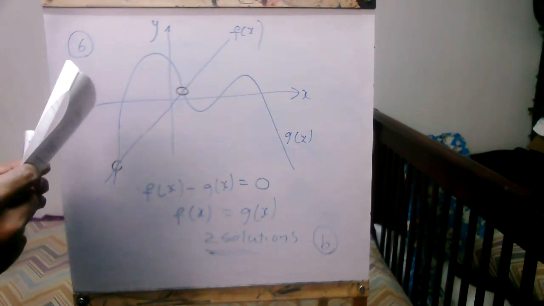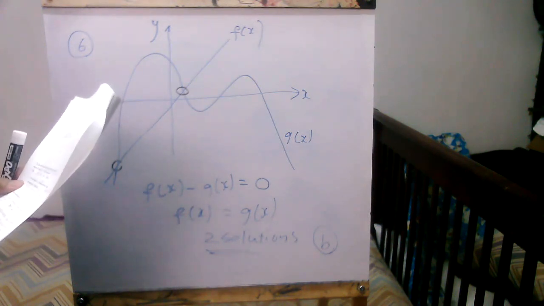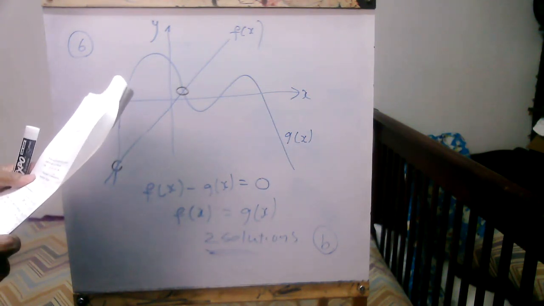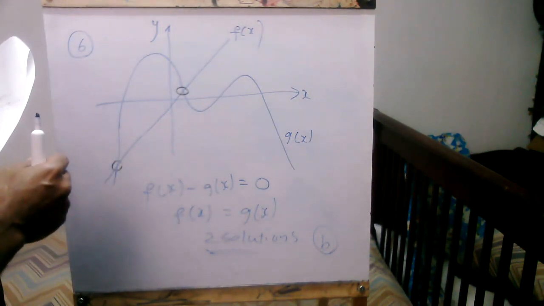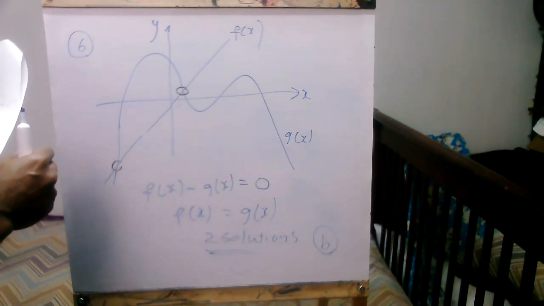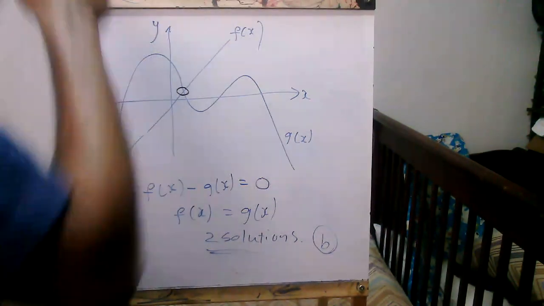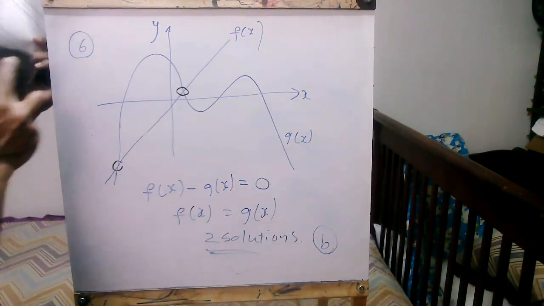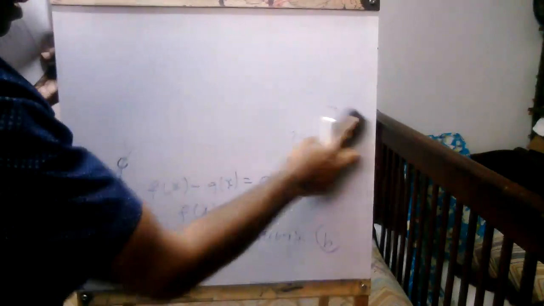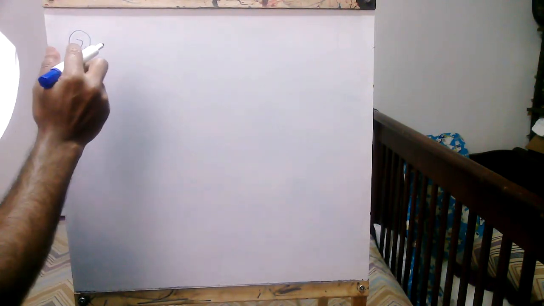Number 7. In the xy plane, the graph of y equals x squared plus bx plus c is symmetric about the line x equal to 3 and passes through the point (5, 2). What is the value of c? I'm going to erase this. Number 7.